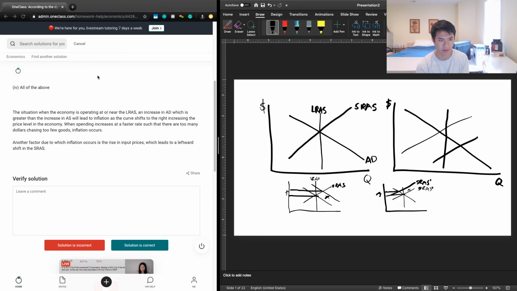So we also said all of the above, which is good. They said, the situation where the economy is operating at or near the long-run aggregate supply, an increase in aggregate demand, which is greater than an increase in aggregate supply, will lead to inflation as the curve shifts to the right, increasing the price level in the economy. So that's what we see going on in this graph right here. When spending increases at a faster rate such that there are too many dollars chasing too few goods, that is also the case. And again, that's what we see here on the left.